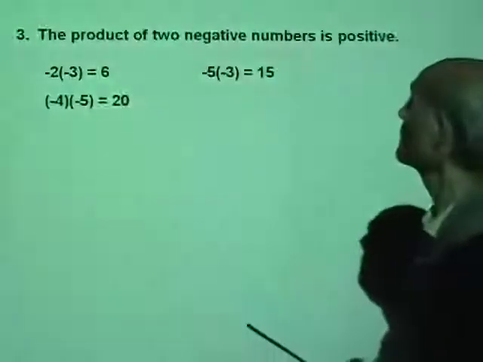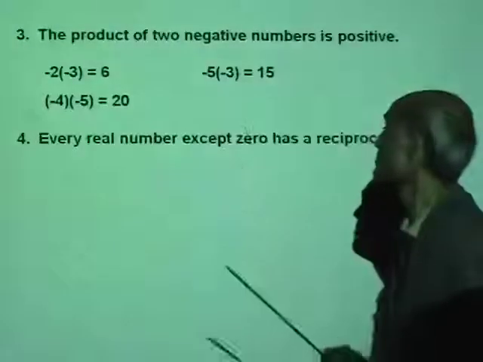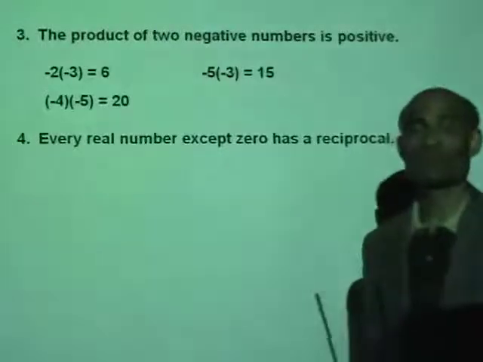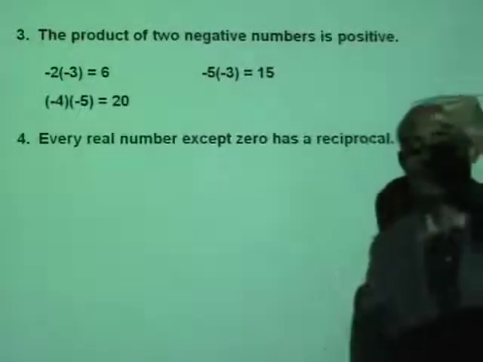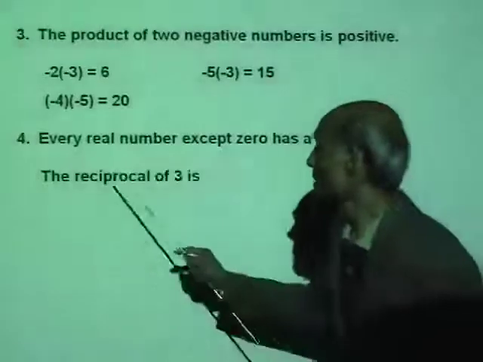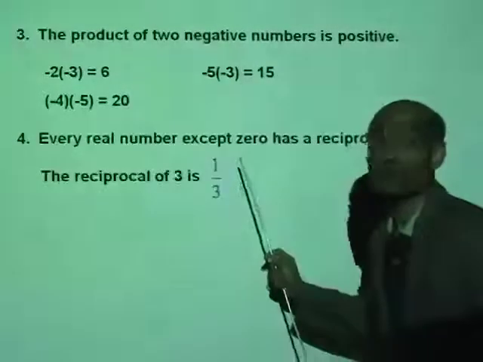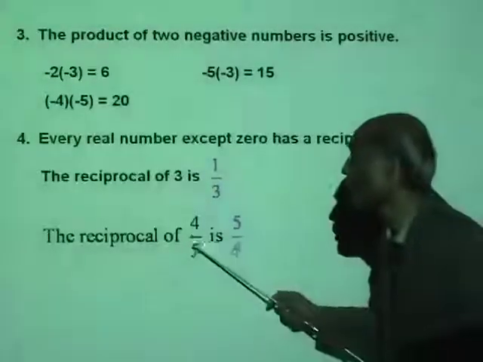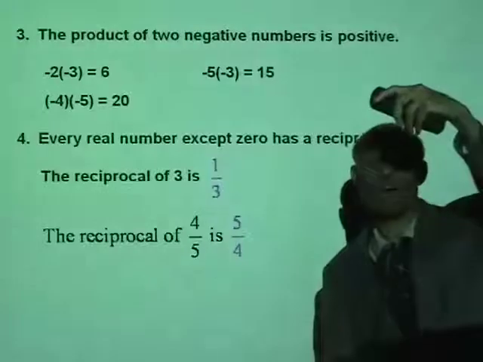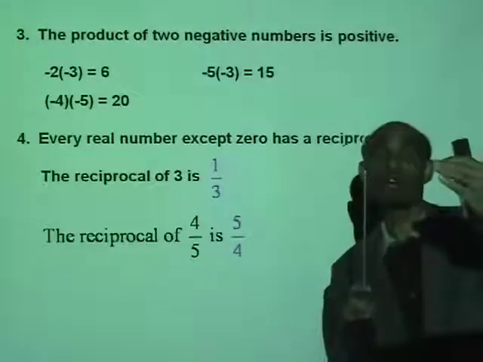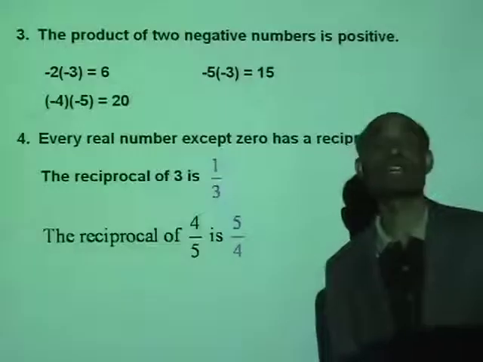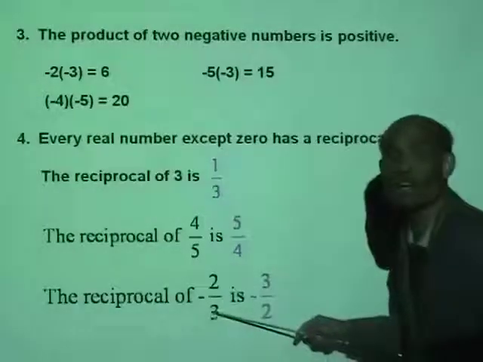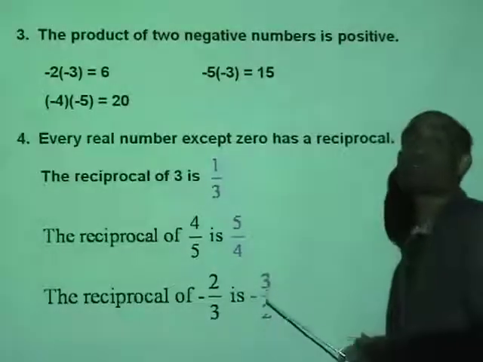Alright, let's move on. Every real number except 0 has a reciprocal. What is the meaning of a reciprocal? Well, the reciprocal of 3 is 1 over 3. The reciprocal of 4 over 5 is 5 over 4. The reciprocal is obtained by inverting the number. The reciprocal of negative 2/3 is negative 3 over 2.